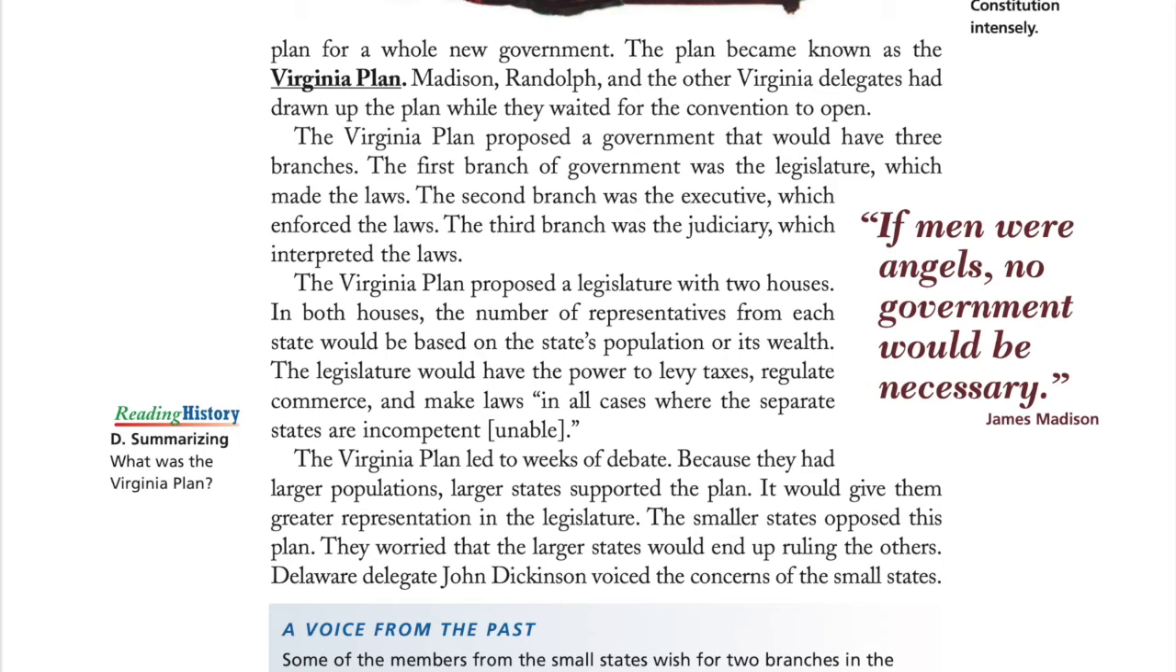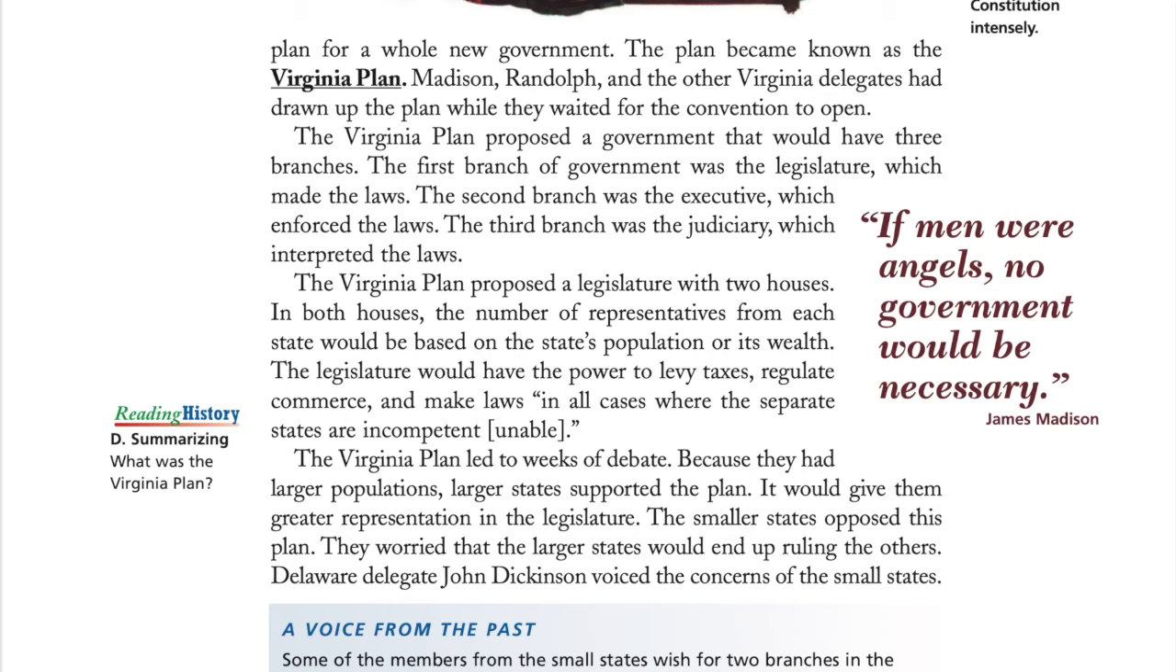The Virginia Plan proposed a government that would have 3 branches. The first branch of government was the legislature, which made the laws. The second branch was the executive, which enforced the laws. The third branch was the judiciary, which interpreted the laws. The Virginia Plan proposed a legislature with 2 houses. In both houses, the number of representatives from each state would be based on the state's population or its wealth. The legislature would have the power to levy taxes, regulate commerce, and make laws in all cases where the separate states are incompetent or unable.